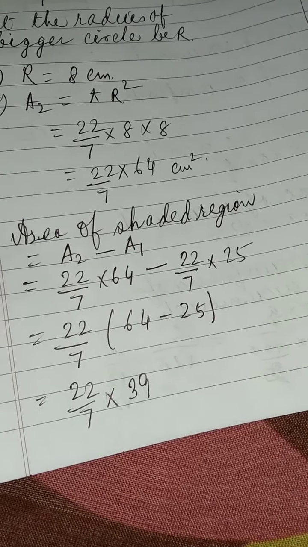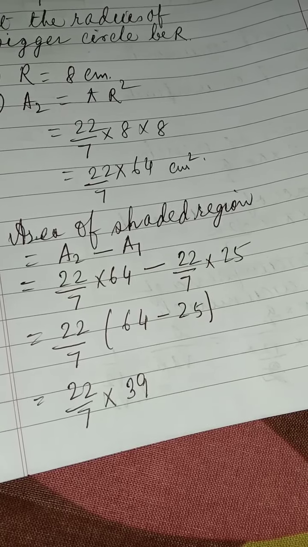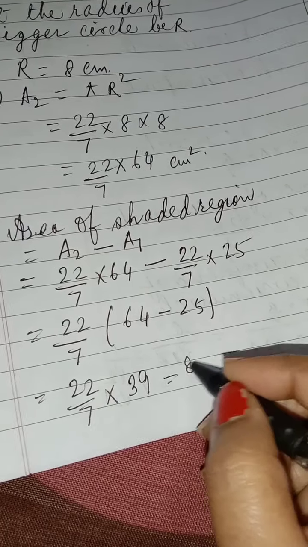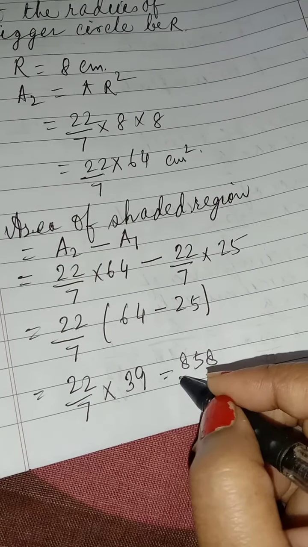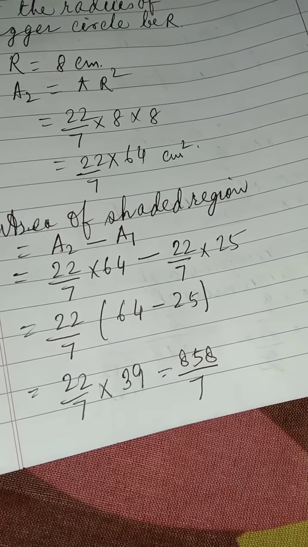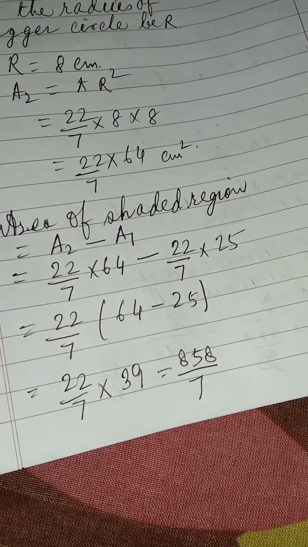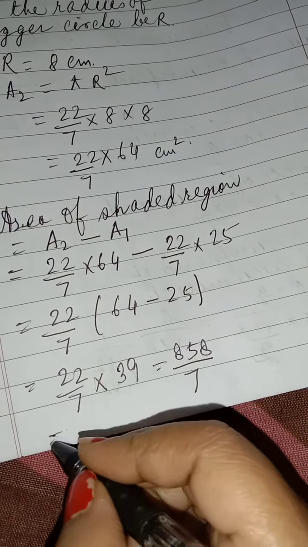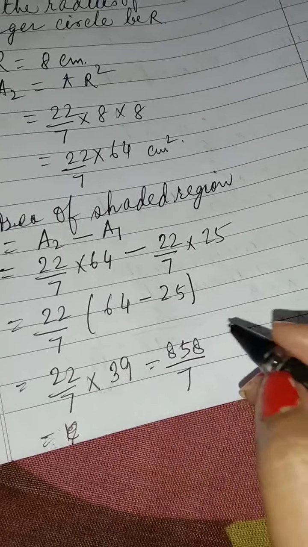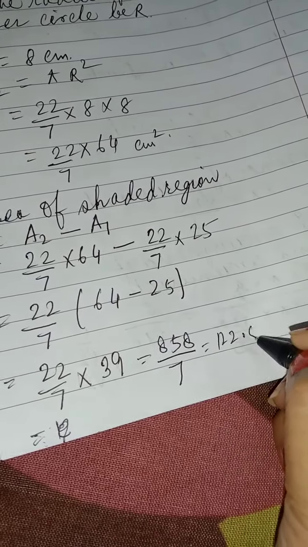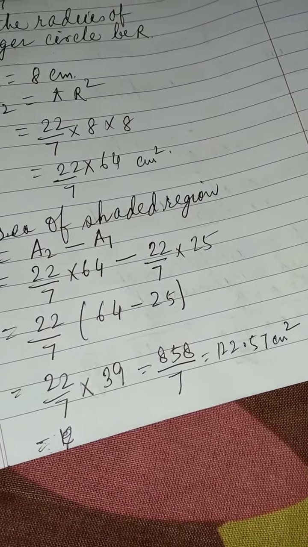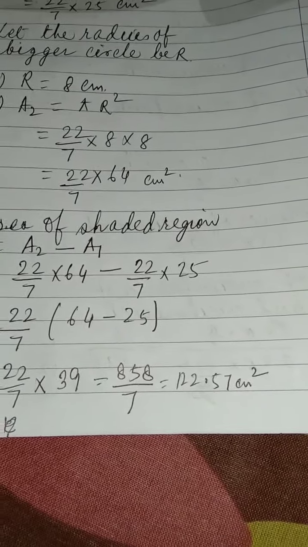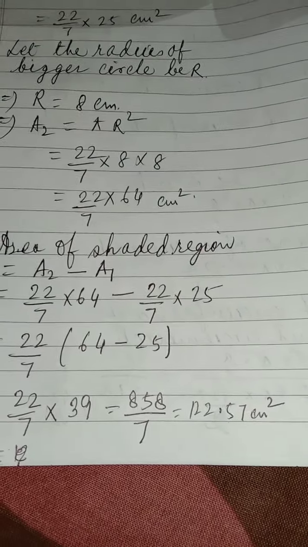So 22 into 39 is 858 by 7. So it's 122.57 centimeter square. You can keep it in the terms of a mixed fraction also, or you can convert it into decimal.